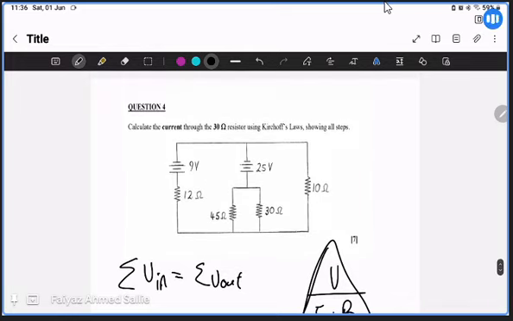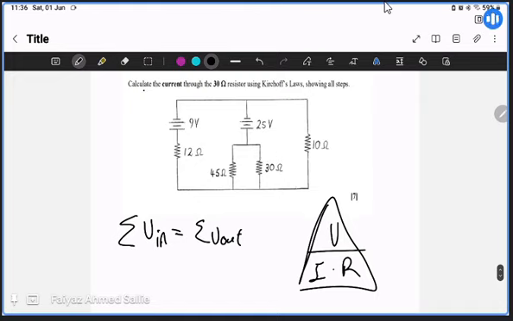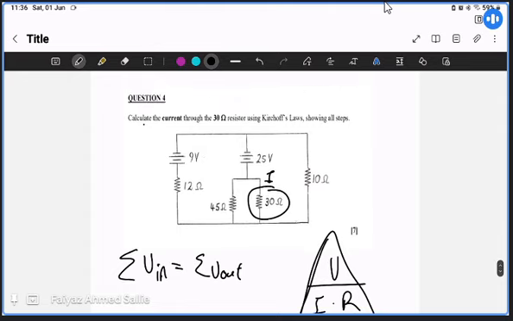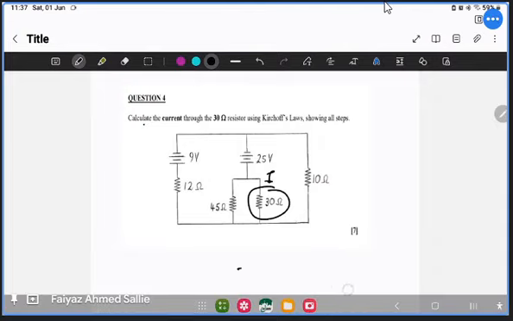So the question states that calculate the current through the 30 ohm resistor using Kirchhoff's law, showing all the steps. So they want the current over here, right? So we know that we're going to say that I, okay, let me just make this a bit larger, erase all these notes.